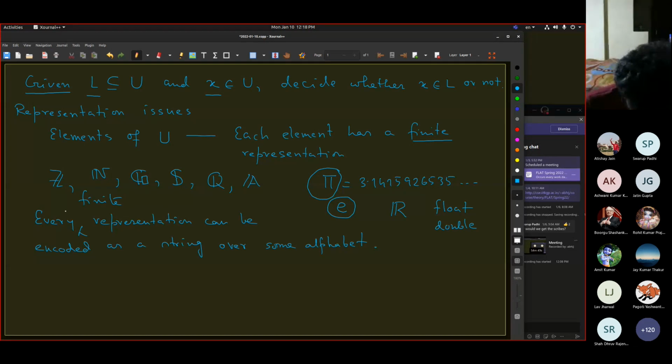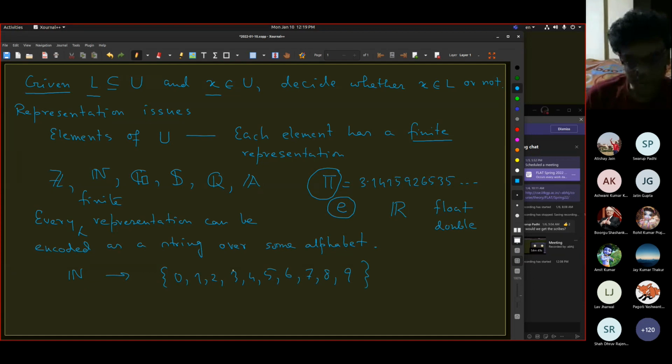So for example, if I look at N, the alphabet is something like 0, 1, 2, 3, 4, 5, 6, 7, 8, 9. By concatenating these symbols, as long as we want, we can represent each natural number. And if I look at Z, I may possibly introduce additionally some plus and minus signs. And then the usual 0 to 9 should be there.